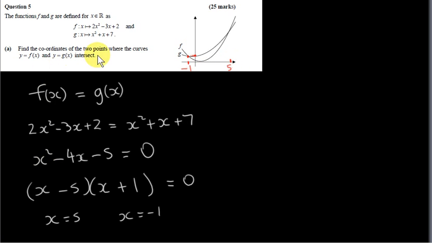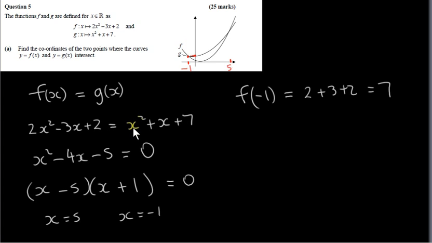Now we want the coordinates of the 2 points where the curves intersect. So to do that, we need to get f or g of minus 1 and then f or g of 5. So let's get f of minus 1. So we just plug minus 1 in here. So minus 1 squared is plus 1. So we're going to get plus 2. Minus 3 by minus 1 is plus 3. Plus 2. That's 7. And g of minus 1 should give you the same answer.